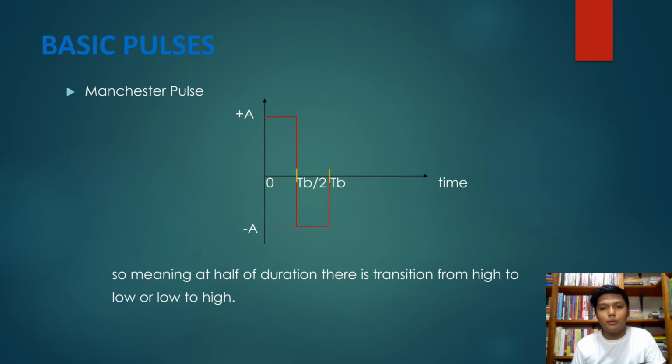Always remember the difference between the three basic pulses. With NRZ, or no return to zero, the pulse occupies the amplitude for the entire bit duration and will not return to zero. With return to zero, half of the bit duration is occupied by the pulse and the other half returns to zero. And lastly, in the Manchester pulse, for half of the bit duration it is high, then there is a transition for the other half and it goes to negative A. That is how Manchester pulses work.